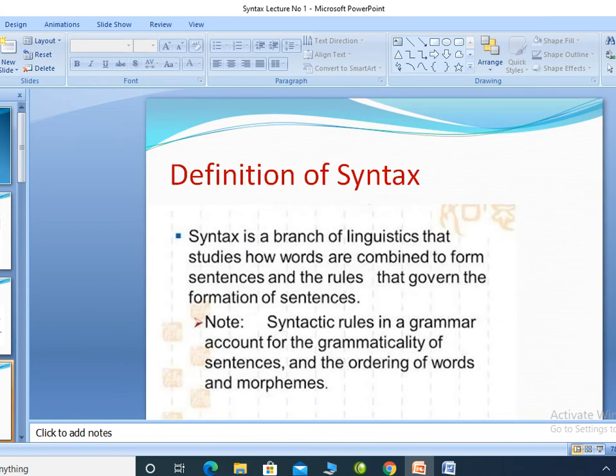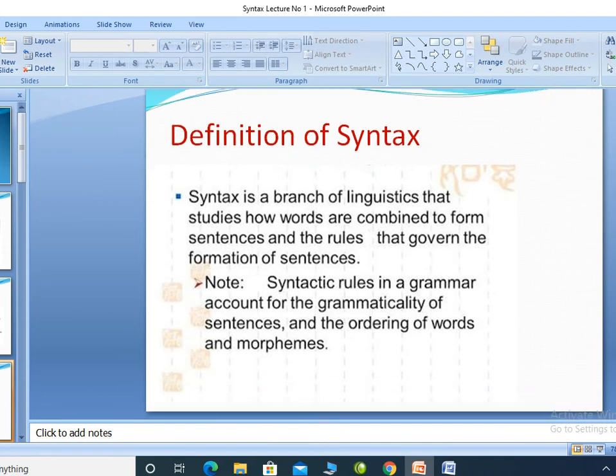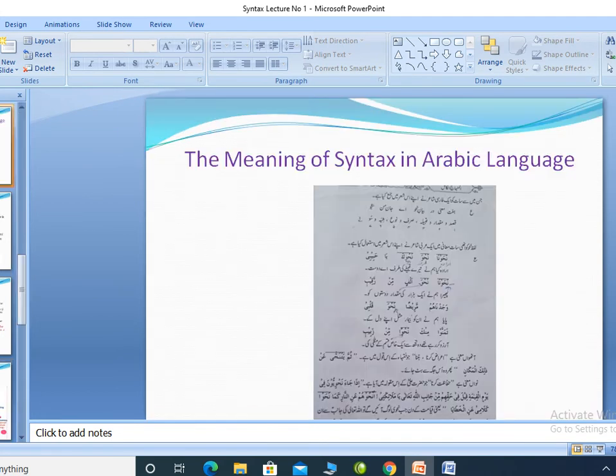We have another definition. Syntax is a branch of linguistics that studies how words are combined to form sentences and the rules that govern the formation of sentences. Syntactic rules in a grammar account for the grammaticality of sentences and the ordering of words and morphemes. So you know all these things very well, mashallah. This is an image from a book of Arabic Nahwa. I have discussed this point in class in detail, so this is just to refresh your memory.